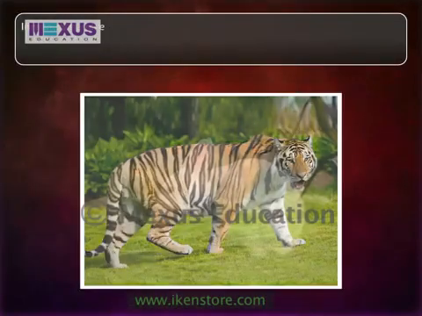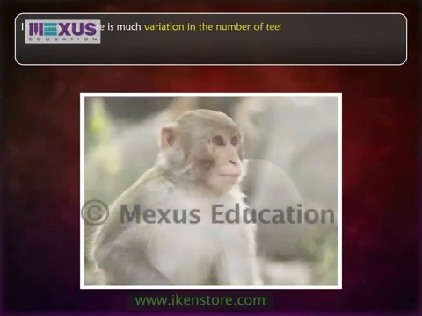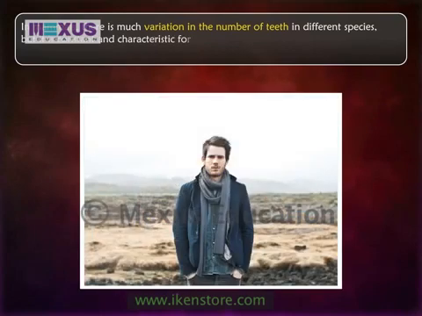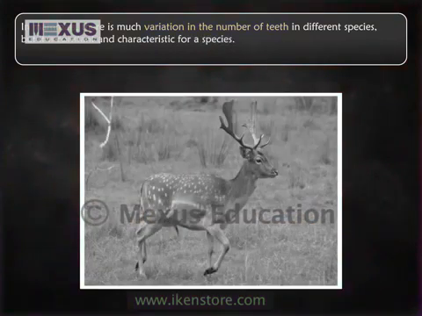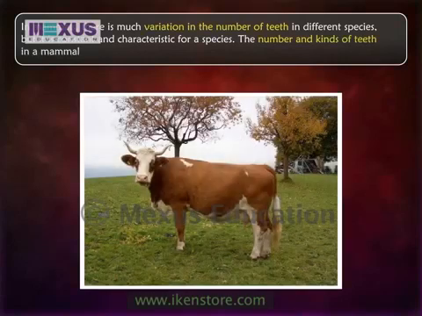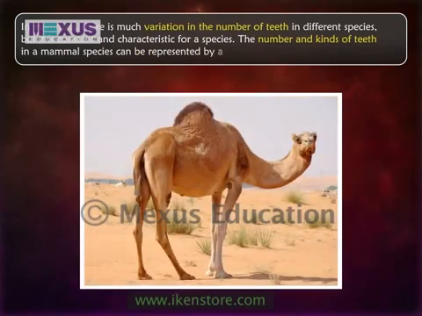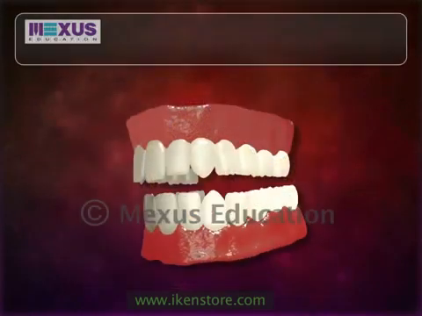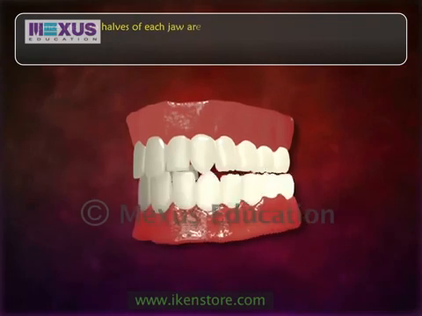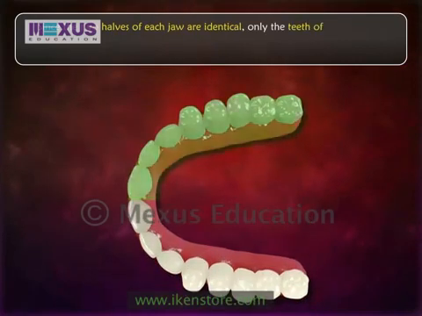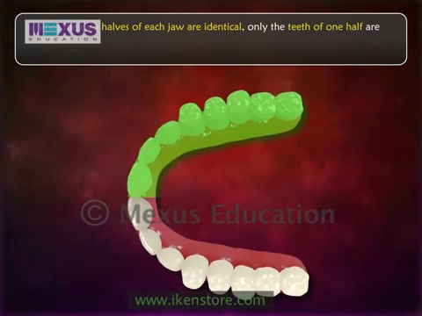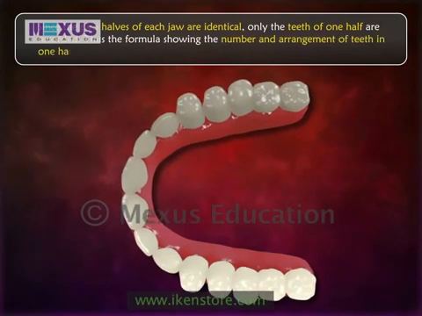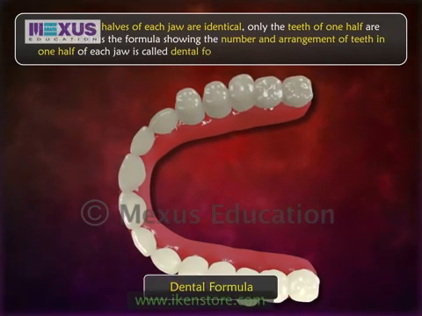In mammals, there is much variation in the number of teeth in different species, but it is constant and characteristic for a species. The number and kinds of teeth in a mammal species can be represented by a sort of equation called the dental formula. Since the two halves of each jaw are identical, only the teeth of one half are recorded. Thus, the formula showing the number and arrangement of teeth in one half of each jaw is called the dental formula.